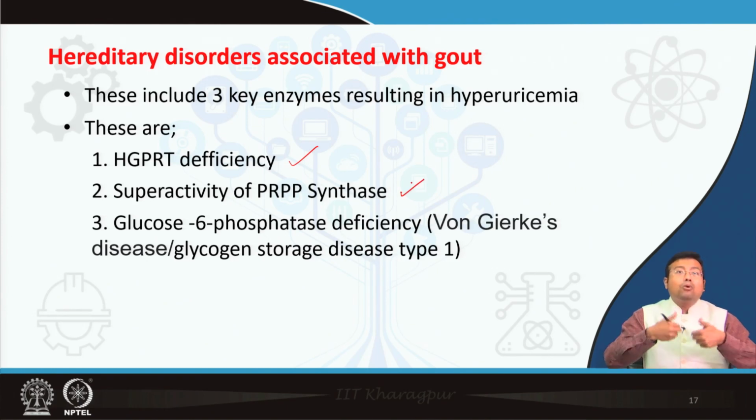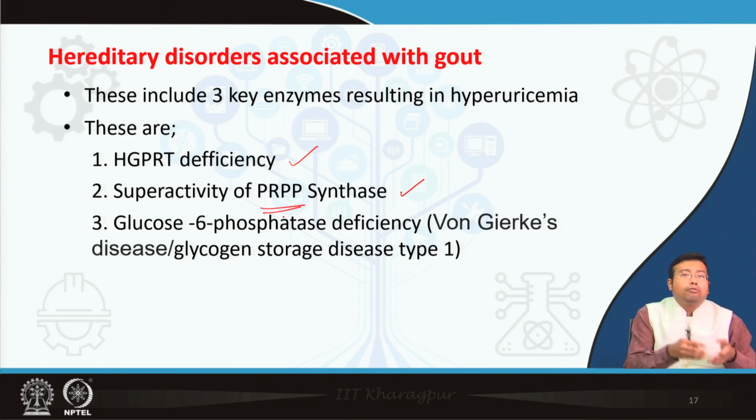Superactivity, that is more activity of PRPP synthase. This is an enzyme that was regarded as the step 0 of both purine synthesis, de novo synthesis, salvage pathway, as well as it will be required in pyrimidine synthesis. So, step 0, that enzyme PRPP synthase superactivity, or rather it is synthetase. Alright.